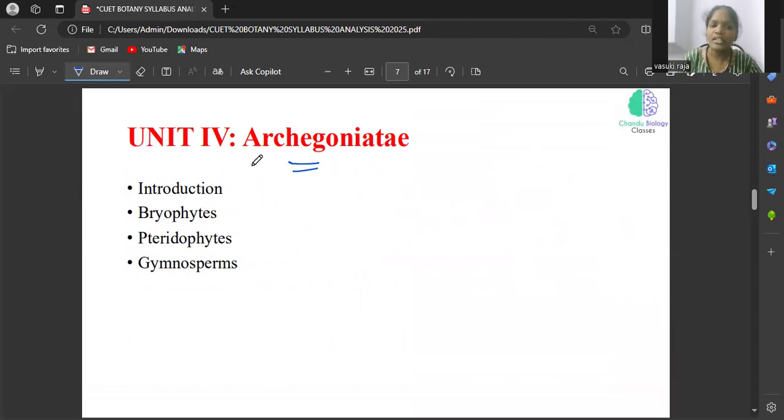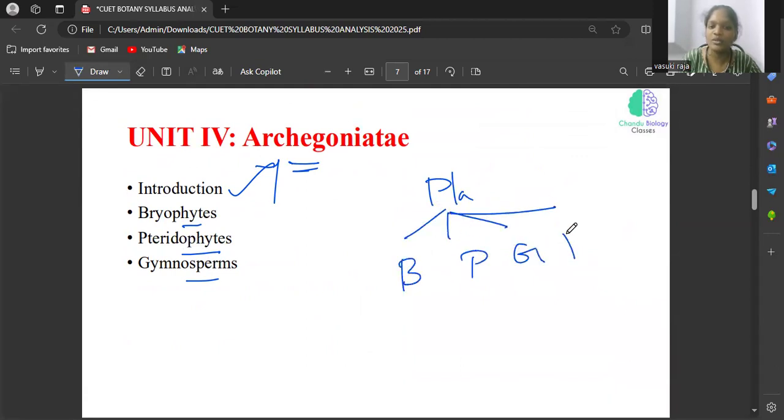See, what is Archegoniata? The first thing is you have to introduce this particular Archegoniate group. Next, what are bryophytes? What are pteridophytes? What are gymnosperms? Generally, the plant kingdom is classified into four: bryophytes, pteridophytes, gymnosperms, and angiosperms. Angiosperms will be covered under the previous units, and in this unit we are going to cover the rest of the three classes under the plant kingdom.